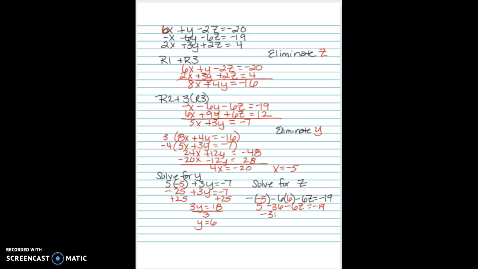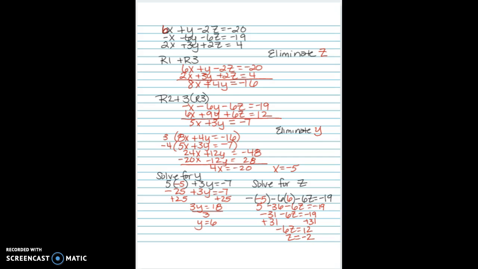Negative 31 minus 6z equals negative 19. Add 31 to both sides, and I have negative 6z equals 12. Dividing both sides by negative 6, z equals negative 2.